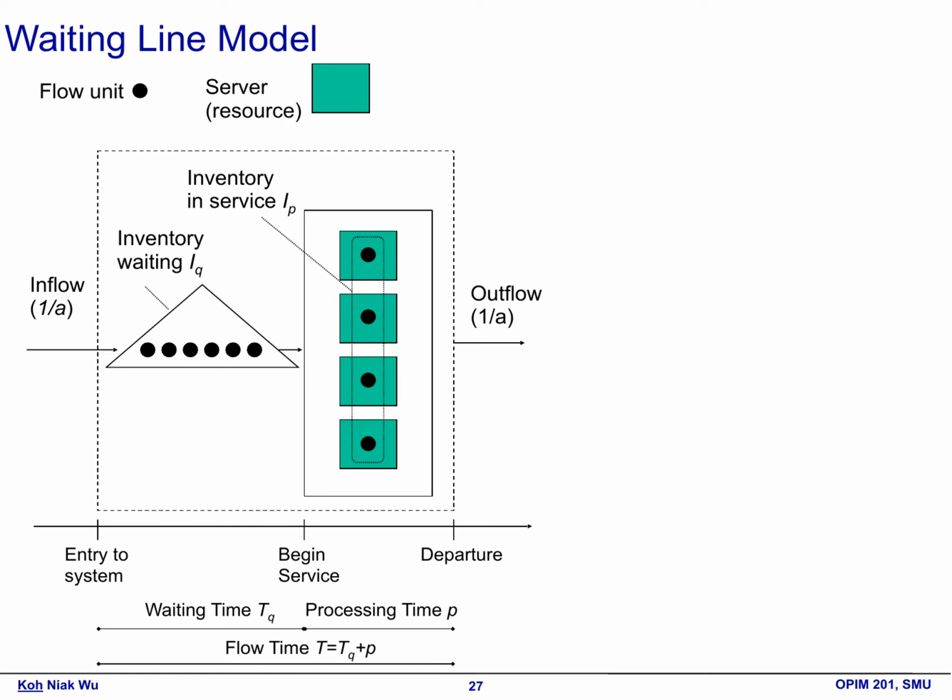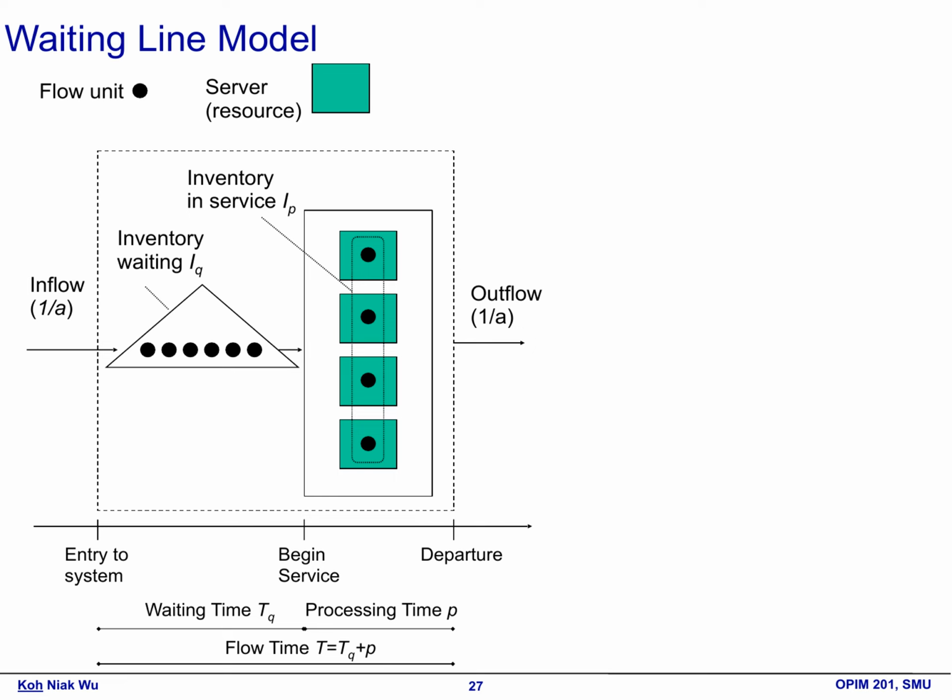In the waiting line model, timing is crucial for understanding how flow units move through the system. Here are the main timings involved. 1. Waiting time, T1. This is the time a flow unit waits in the queue before it can start being served. The longer the wait, the more frustrated customers can become. 2. Processing time, P. Once a flow unit reaches the server, it begins processing. This is the time taken to complete the service. Efficient processing minimizes overall delays.